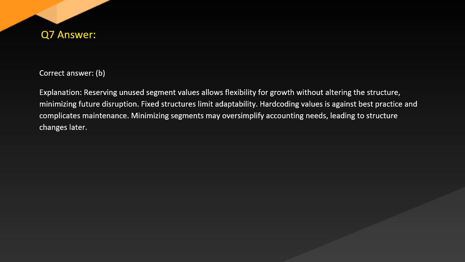Answer. Correct answer, B. Explanation. Reserving unused segment values allows flexibility for growth without altering the structure, minimizing future disruption. Fixed structures limit adaptability. Hard-coding values is against best practice and complicates maintenance. Minimizing segments may oversimplify accounting needs, leading to structure changes later.